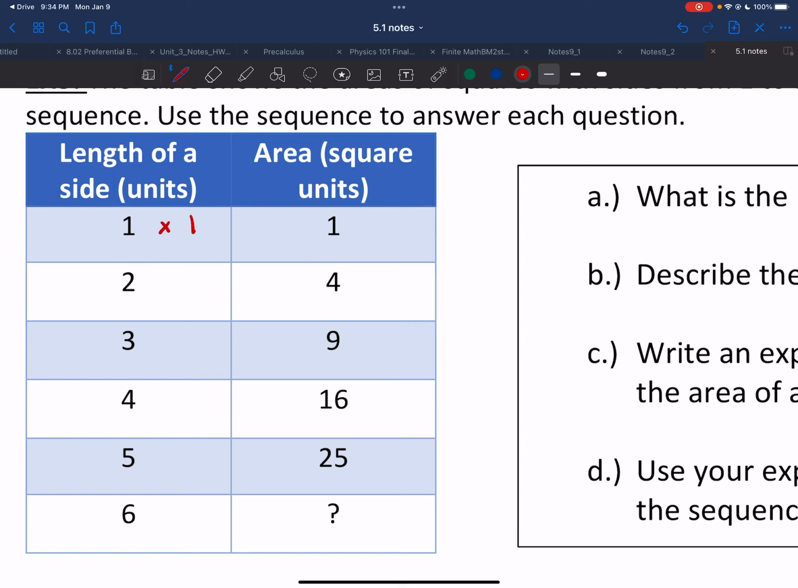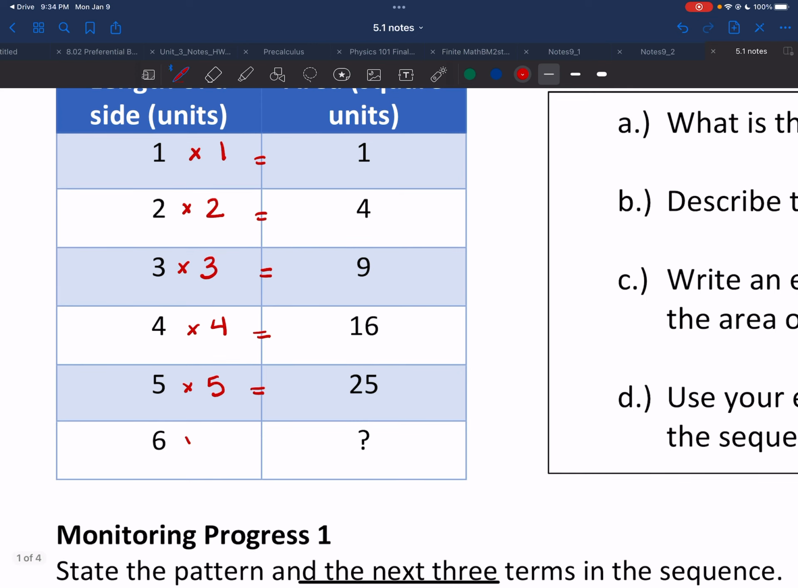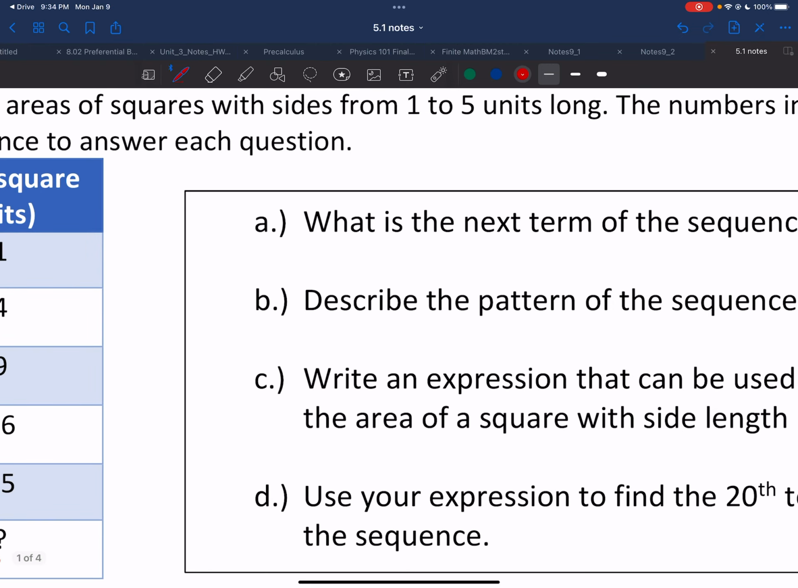So the length times width will give me 1. Okay, that's true. 2 is one side, multiplied by its other side gives me 4. We're good. 3 on one side times 3 on the other side of that square will give me 9. So do you see how each of these, if I multiply it by itself, 5 times 5 equals 25. So A says, what is the next term of the sequence? Well, that would be 6 times 6. So I would think that that would be 36. So I'm going to go ahead and put that as my next term of the sequence.